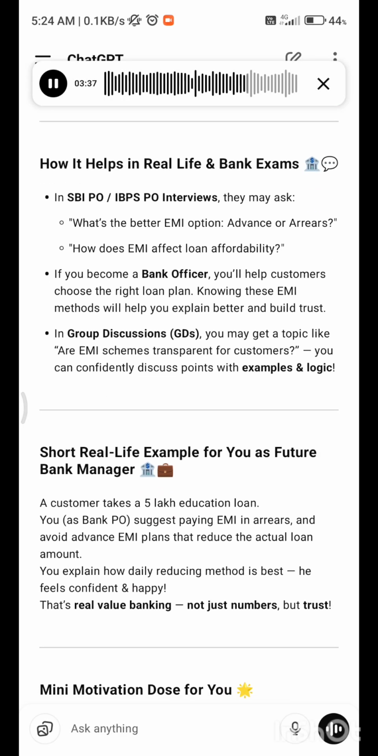Now, how it helps in real life and bank exams. In SBI PO and IBPS PO interviews, they may ask: what's the better EMI option, advance or arrears? How does EMI affect loan affordability? If you become a bank officer, you'll help customers choose the right loan plan. Knowing these EMI methods will help you explain better and build trust.